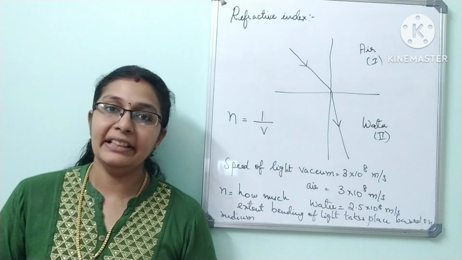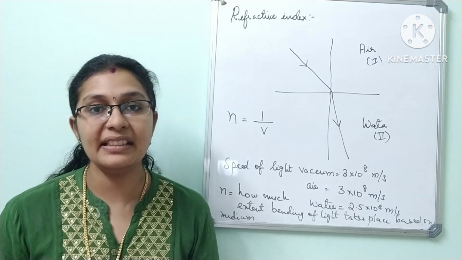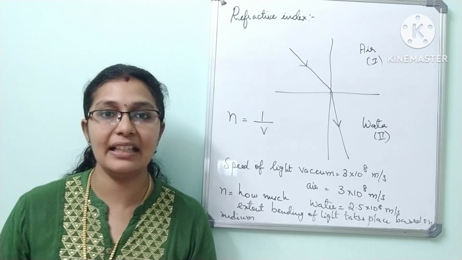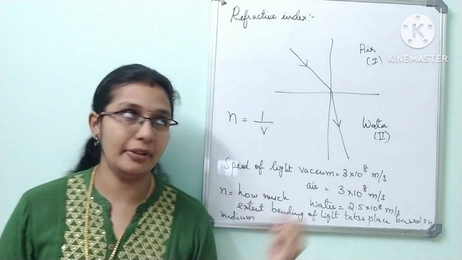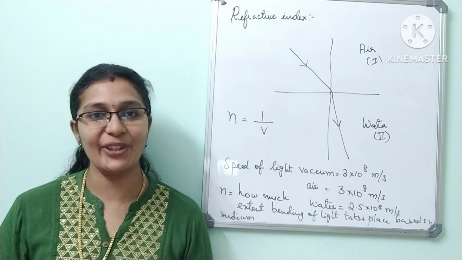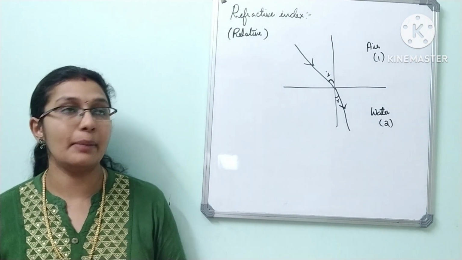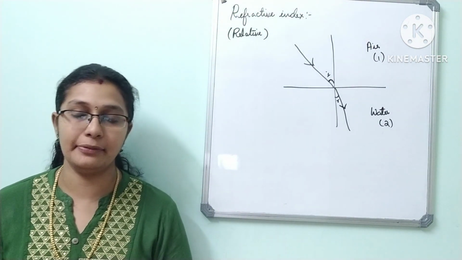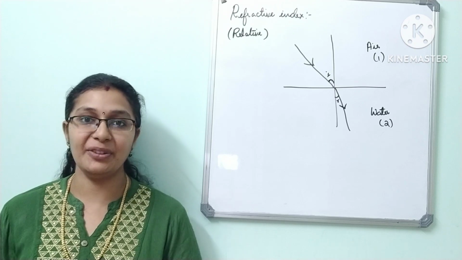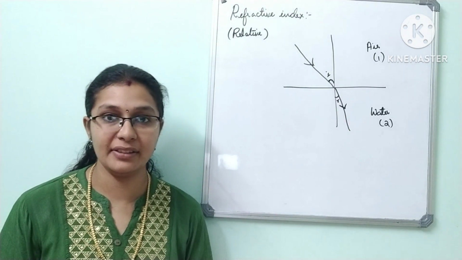Okay? In refractive index we have two types. One is relative refractive index and another is absolute refractive index. We will see in detail what it is. So now we will discuss about relative refractive index first, and then we will move on to absolute refractive index. So the same example let us consider.